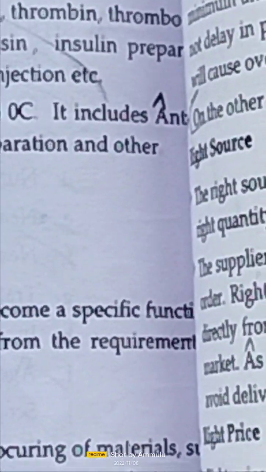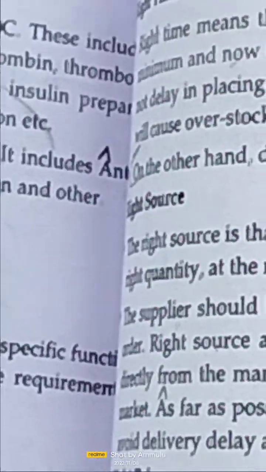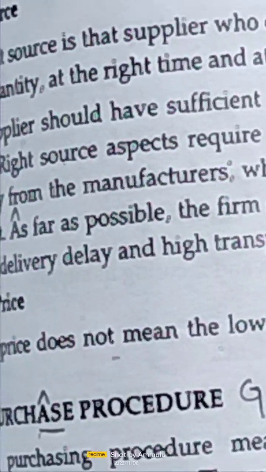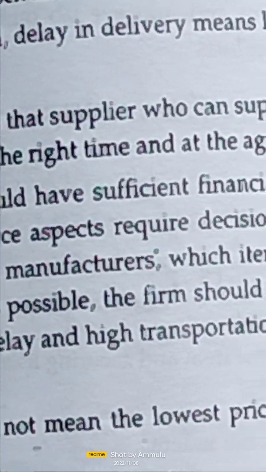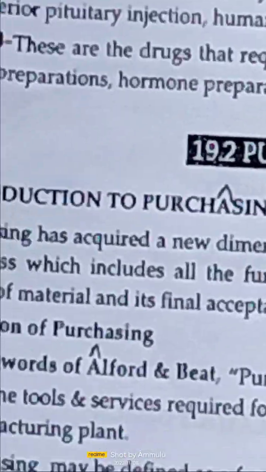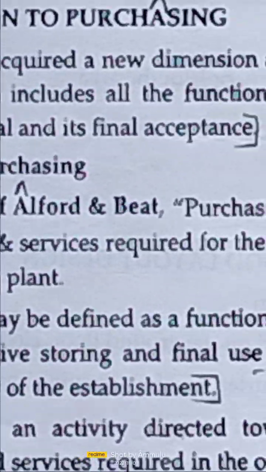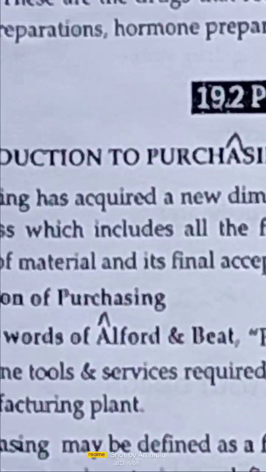Let us move to the next subtopic, that is purchasing. What is purchasing? Purchasing is a process which includes all functions which involve the requirement, receipt of material and final acceptance. It means the drugs can be purchased by the pharmacist from the wholesaler or retailer in bulk form. That is called purchasing. What is the perfect definition of purchasing?